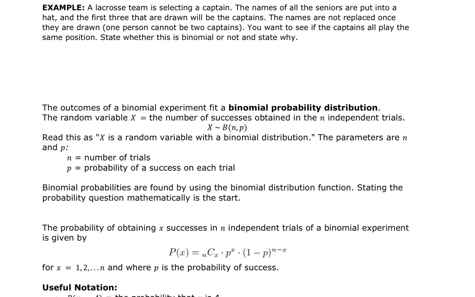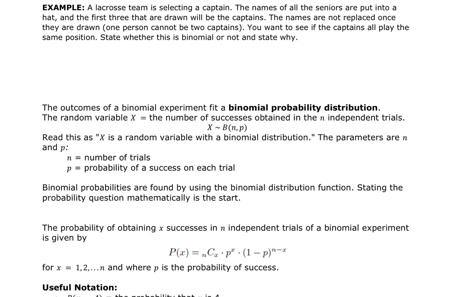The outcomes of a binomial experiment will fit a binomial probability distribution. The random variable capital X is the number of successes obtained in n trials, so we note this as capital X with the squiggly line. It means that it is approximately distributed as a binomial. Notice with a binomial probability distribution, it is written with a capital B, where n is the number of trials and p is the probability of success. So this is the notation.